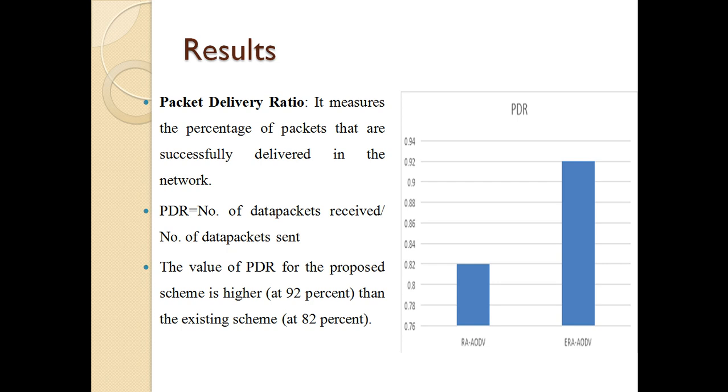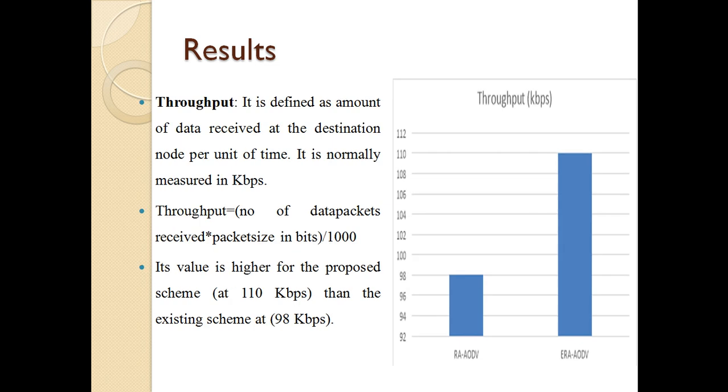As it can be seen in the graph, the proposed scheme ERA-AODV has a value of 92%, whereas the existing scheme RA-AODV has a value of 82%. Ours has a better value. Next is throughput, which is defined as the data received at the destination node per unit time. The formula is shown on the slide, and its value is again higher than that of the existing scheme, that is 110 kbps compared to the existing scheme's 98 kbps.